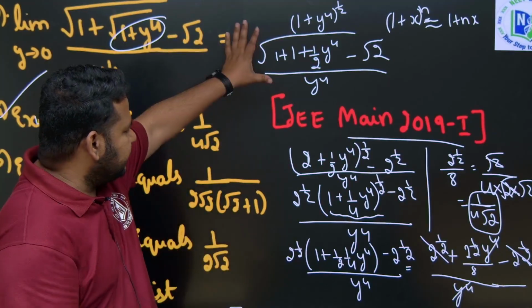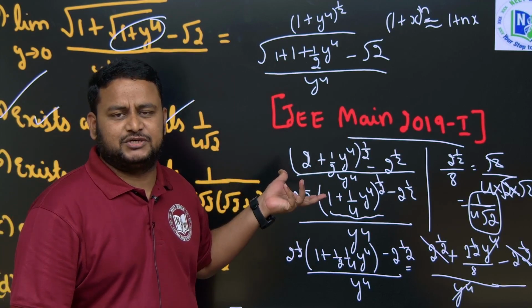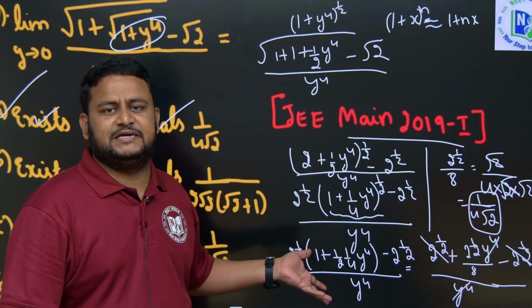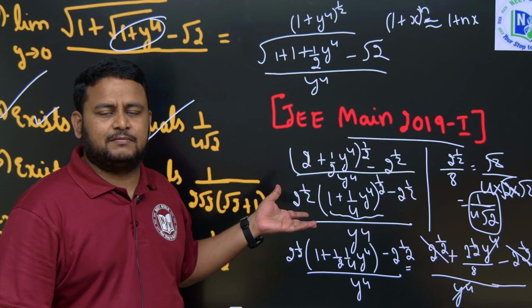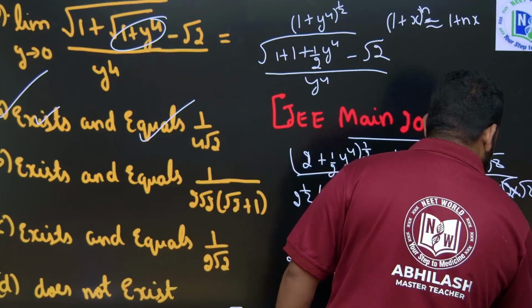Just by applying binomial approximation, we got the answer. We did not even apply properties of limit here, correct? Even without applying the properties of limit we got the answer. Fine, let us move to the next question.